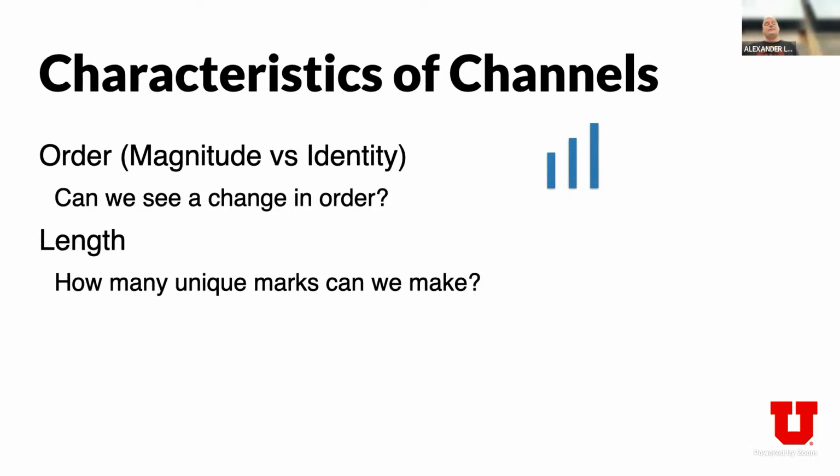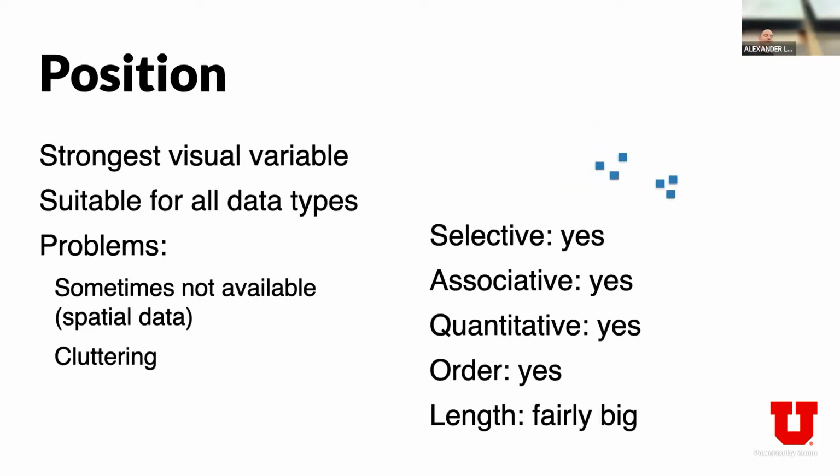And then the length here means how many distinct items can I create, right? So for example, in color, we know that we can really only distinguish 10 different colors in most visualizations. So the length here is fairly small. Whereas in position, if I have a high resolution screen, I probably have 1,000 different positions available on my screen, right? Even in just one dimension. Okay, so let's review them.